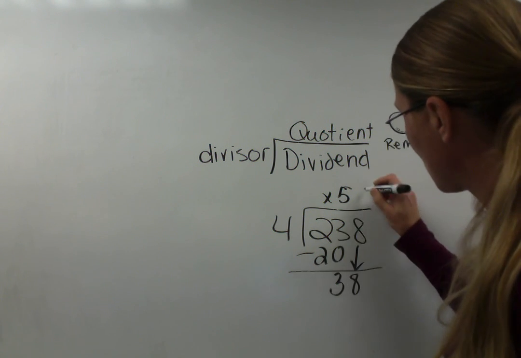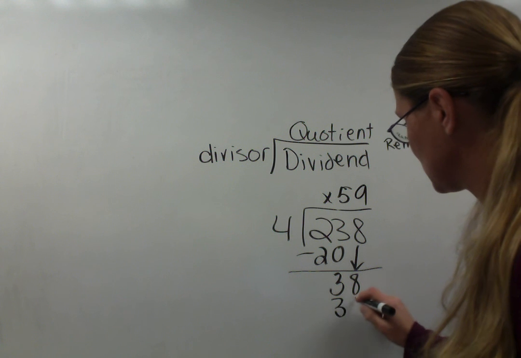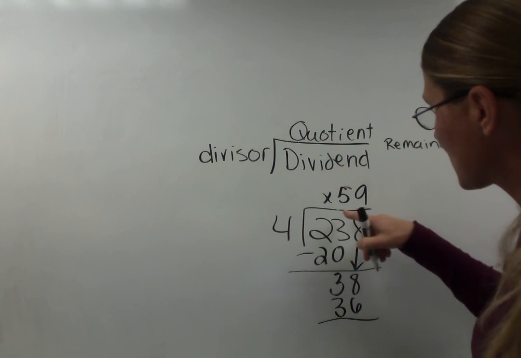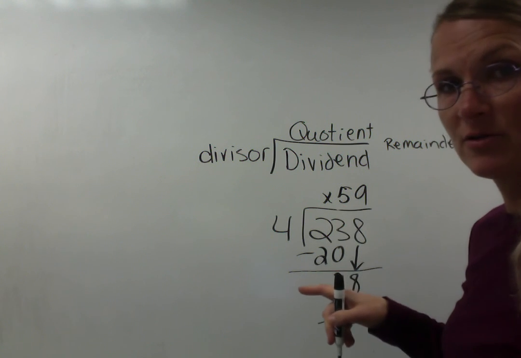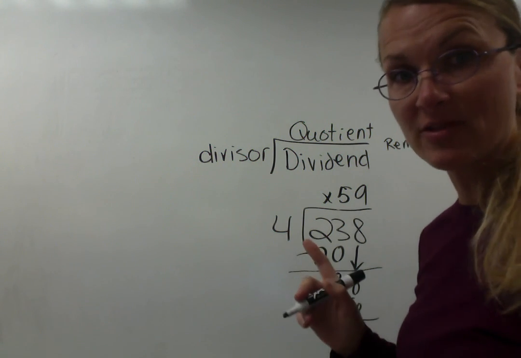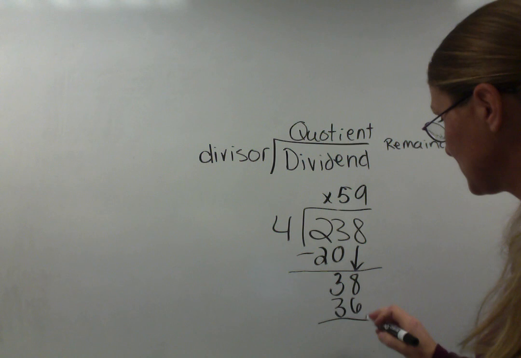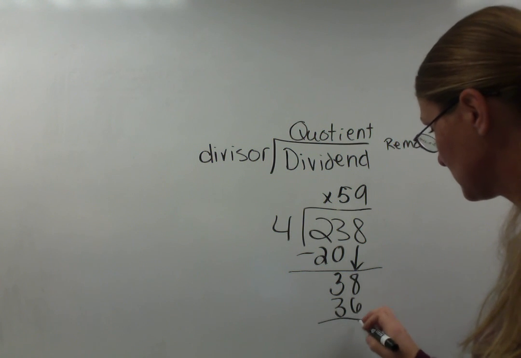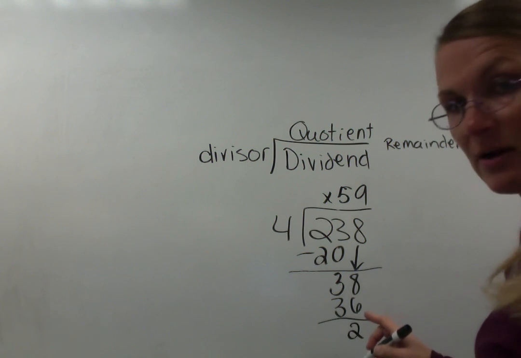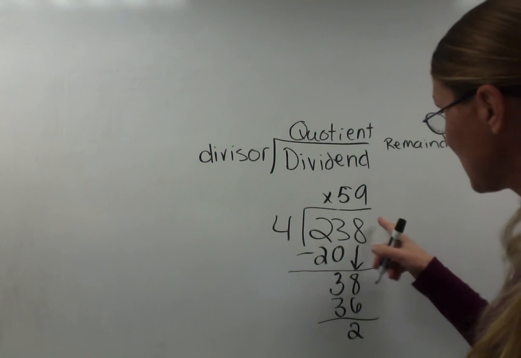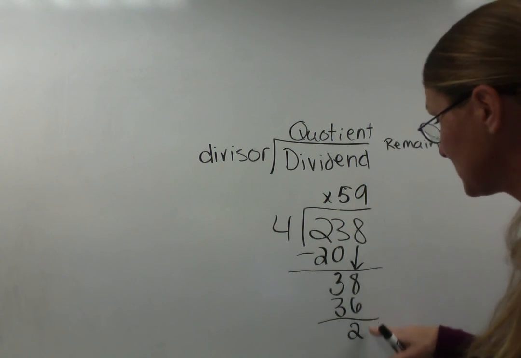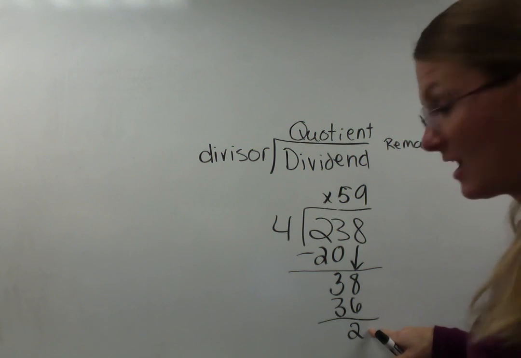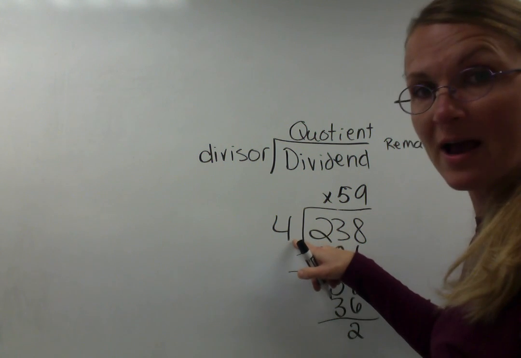I think I can go to 9, because 4 times 9 is 36. And I can't use a number bigger than 9 up top. If I have to use a number bigger than 9, I've done something wrong. So 4 times 9 is 36. 38 minus 36 is 2. Now I look, are there any other numbers here? If there's no other numbers to bring down, and if this number is smaller than 4, then I'm done.